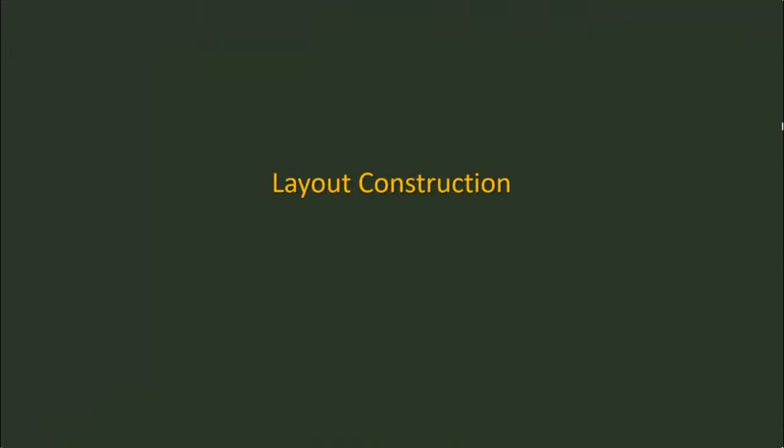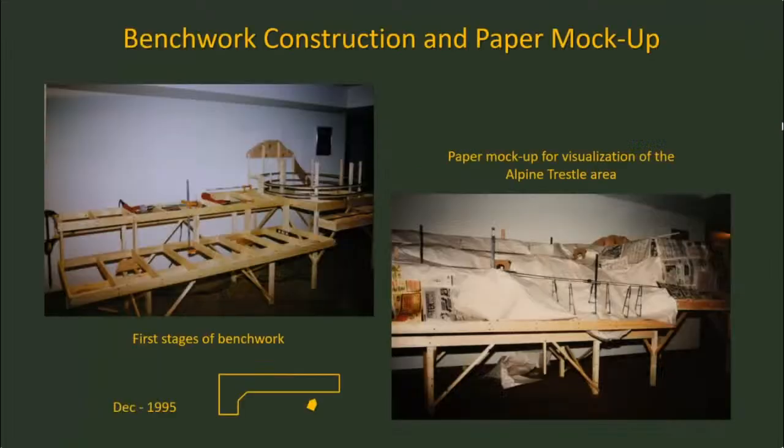So let's now move and talk a bit about the layout construction. I started this in December of '95, and you see the portion of the layout that we first looked at in that very first slide. This is the bench work underway, conventional L girder bench work, wood framing. You see the helix at that end under construction. And then as I went, I used paper mock-ups to visualize what the area would look like, and kind of tweaked my ground form according to what that paper mock-up looked like.